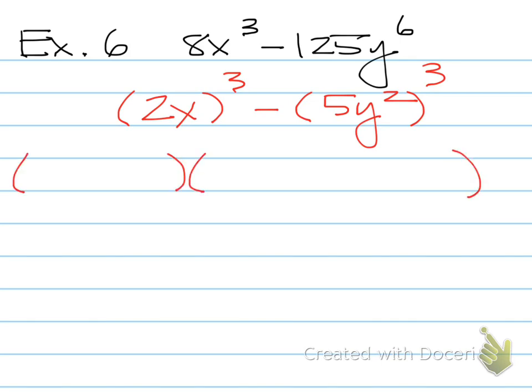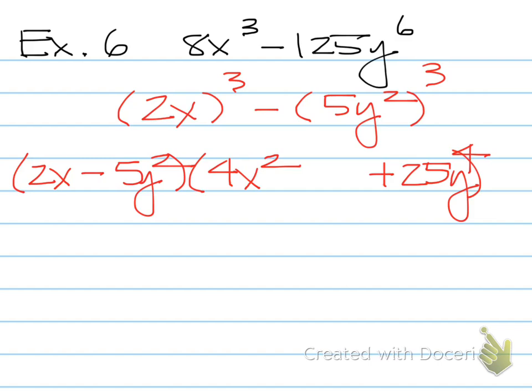The binomial is just going to be the bases and the same sign that separates them. So 2x minus 5y squared. The lead term in the trinomial is going to be the first base squared. 2x squared is 4x squared. The last term in the trinomial is going to be the base of the last cube. So 5 squared is 25. Y squared is y to the 4th.